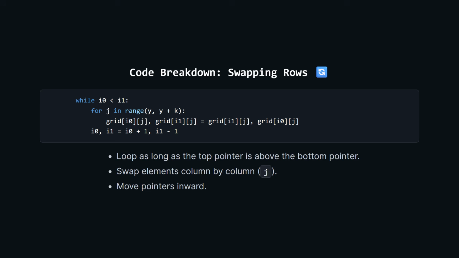Next is the swapping logic. As long as our top pointer is above our bottom pointer, we loop through every column inside our square. For each column, we swap the value at the top with the value at the bottom. Once a whole row is swapped, we move the top pointer down and the bottom pointer up.